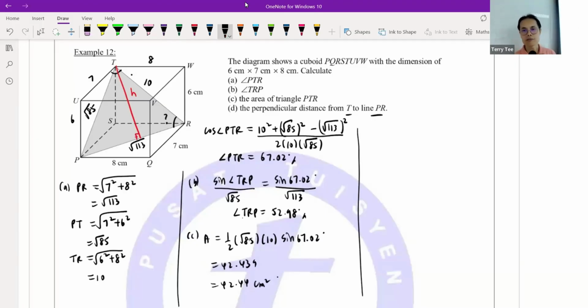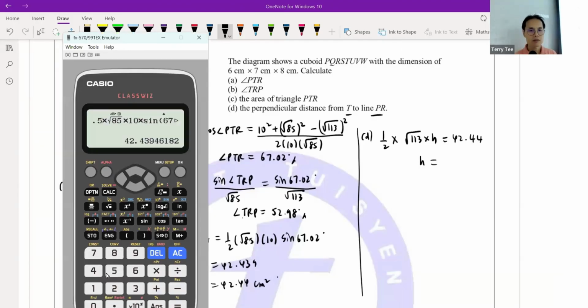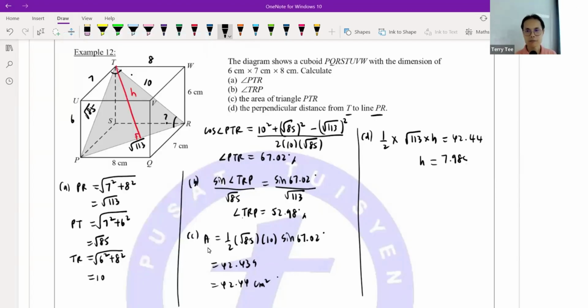So here we can use the formula for area of triangle again. Half times base times height. Your base is PR, which is square root 113. Your height is H. And the area is now 42.44. To find H, I just divide them out. I take 42.44, multiply by 2, divide by square root 113, and your answer H is 7.985. Confirm.